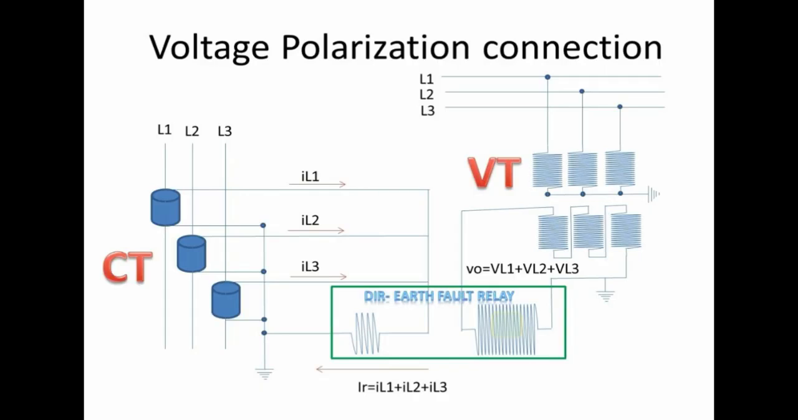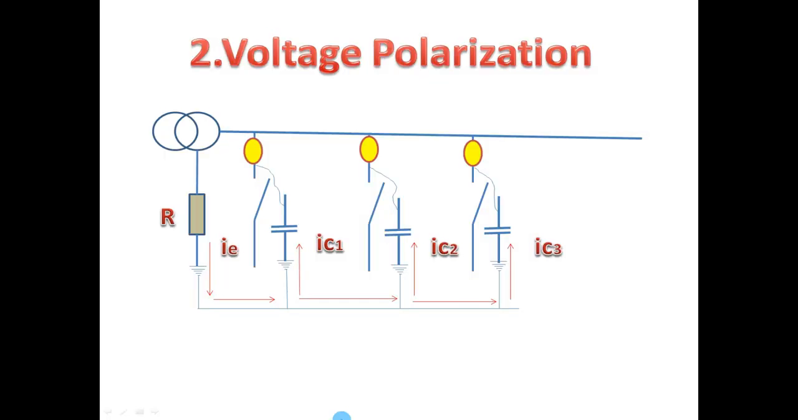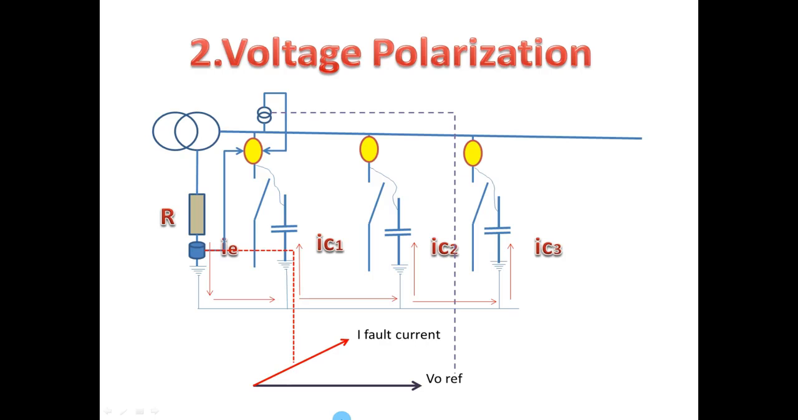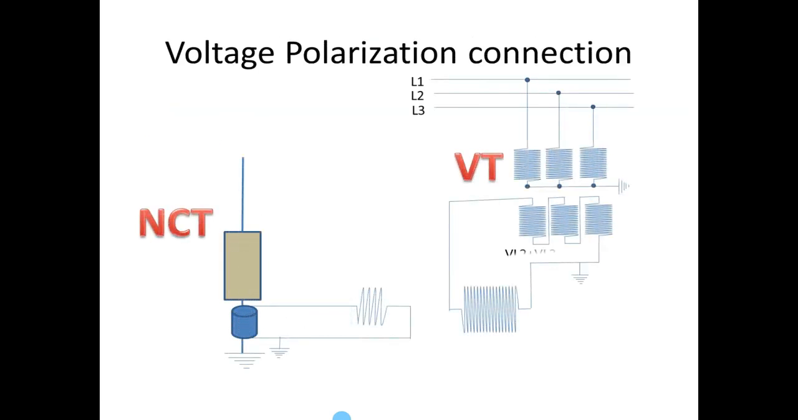Now we can see the second type. In the second type, the CT connection will be taken from the neutral path and the voltage will be, as usual, an open delta voltage. The voltage will be the reference, and this fault current can be detected from the neutral path.